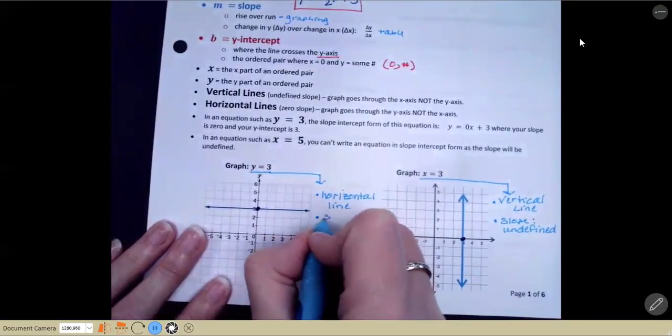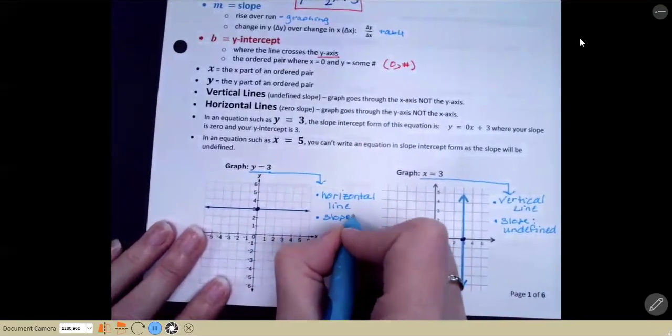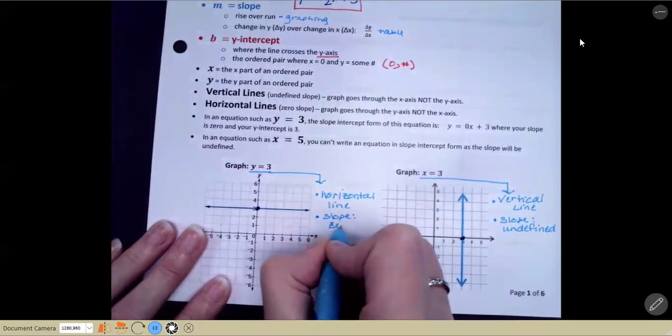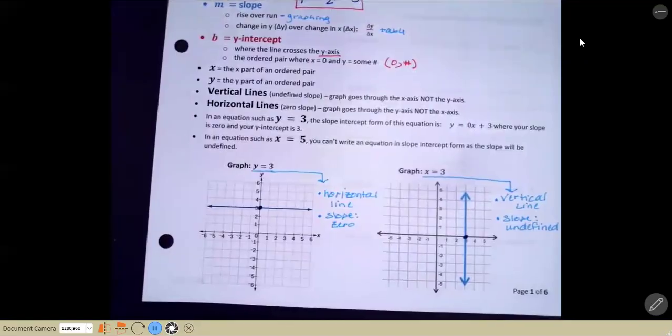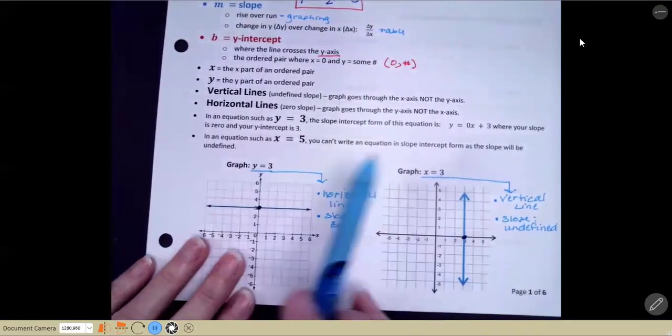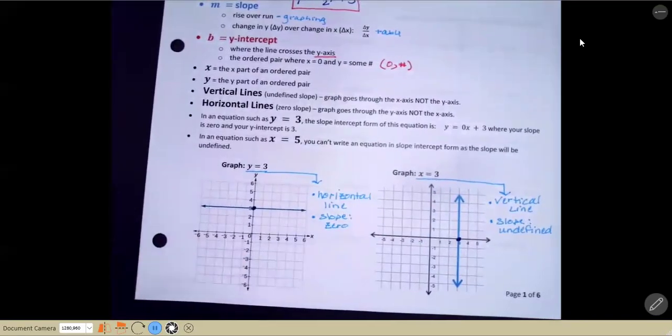And the slope is 0 because it's not going up or down. There is no slope. It's just straight across, okay? So we're going to practice graphing equations like this in just a little bit.